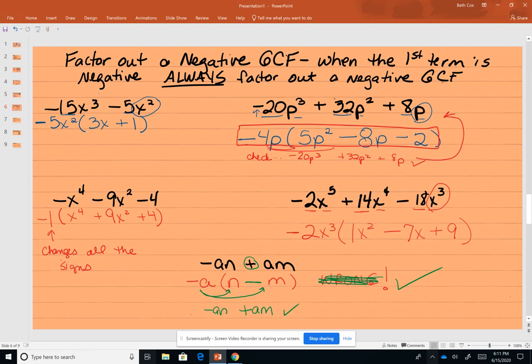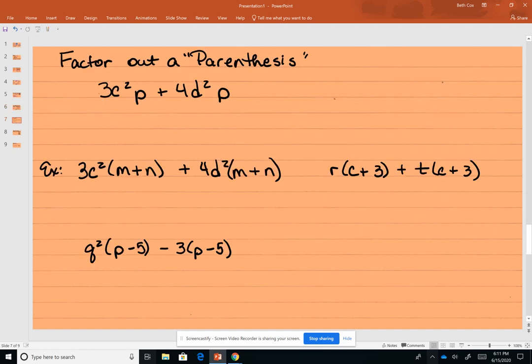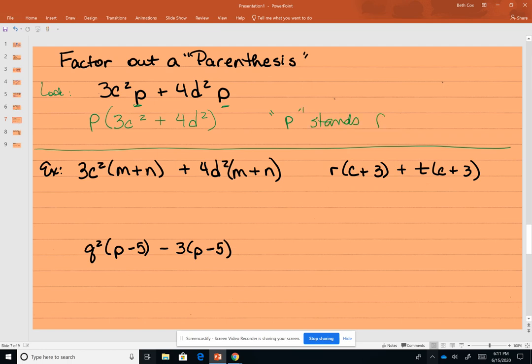This is video 3. Let's see what's next on our list. Ooh, factor out of parentheses. Okay. Before we factor out of parentheses, let's look at this one. The only thing common here is a p. So I would take a p, and that would be 3c to the second plus 4d to the second. Okay, that's no big deal, but now we're going to let p stand for parentheses.